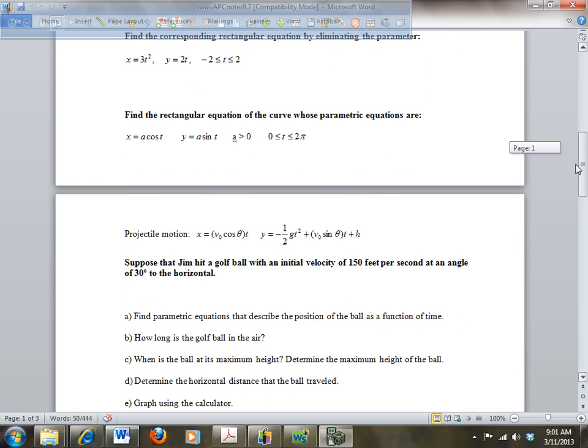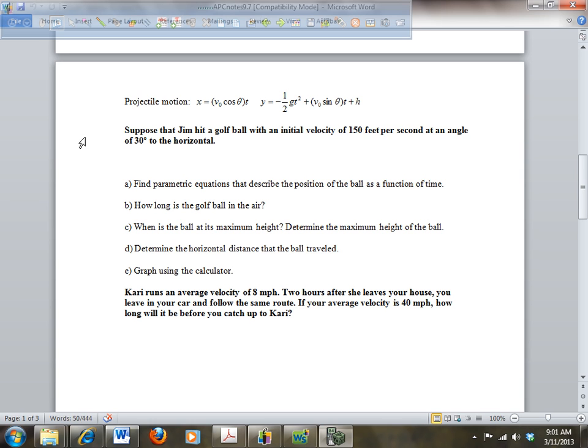All right, so with this one, you will see one like this, and this is Tiger Woods, who hit a golf ball with initial velocity of 150 feet per second, at an angle of 30 degrees to the horizontal. Find parametric equations. So they give you the equations. This is the x. You might have done something like this in physics. V sub 0 is the initial velocity in both cases. Theta is the angle at which it's being launched. And g is the acceleration due to gravity.